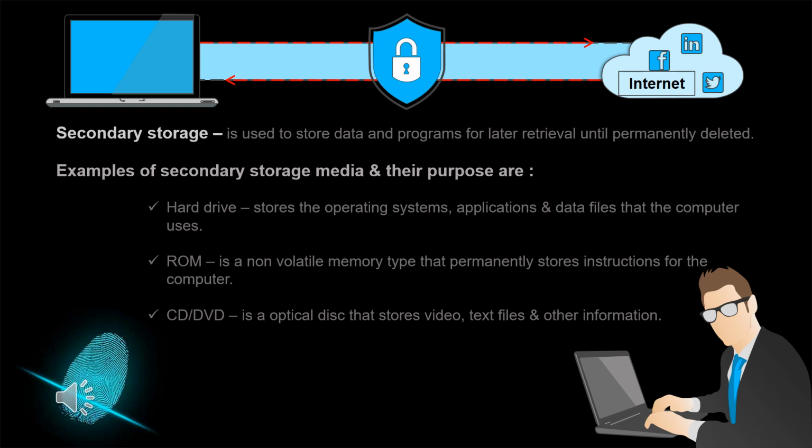Secondary storage, unlike primary, retains data even when the computer is off. Examples include hard drives, ROM and CDs or DVDs. These are used for long-term storage, including the operating system, applications, and personal files.